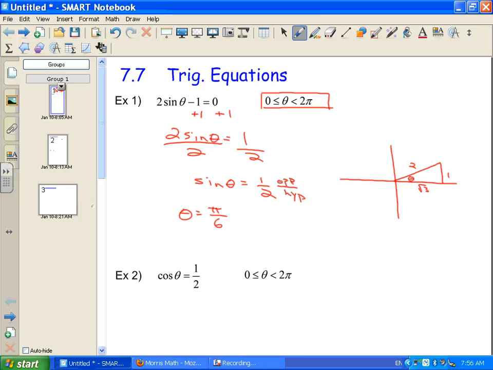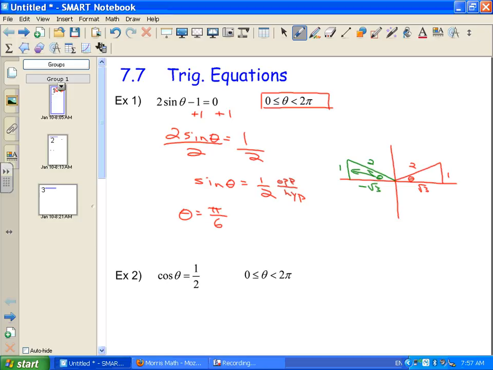Where else is sine positive? In the second quadrant. So we have to consider that one too. Still a 30 degree angle. This is negative, but that doesn't affect it because it's opposite over hypotenuse. So I'm good there. What angle is that going to be? 7 pi over 6? No, it'll be 4 pi over 6.